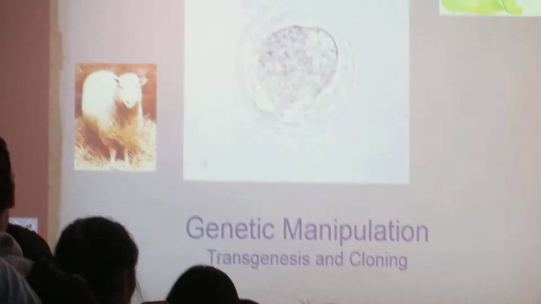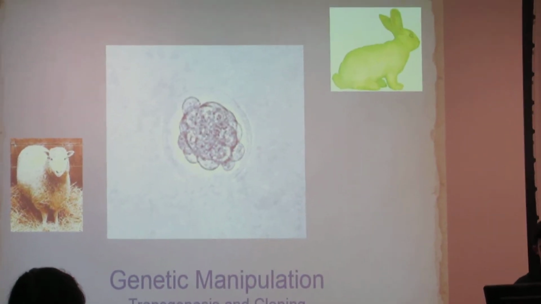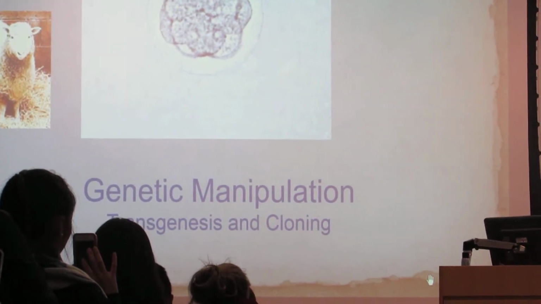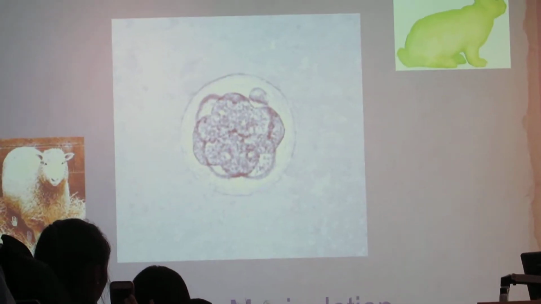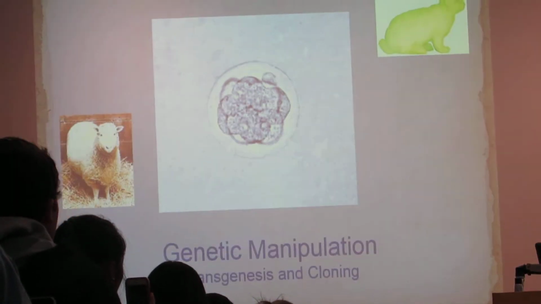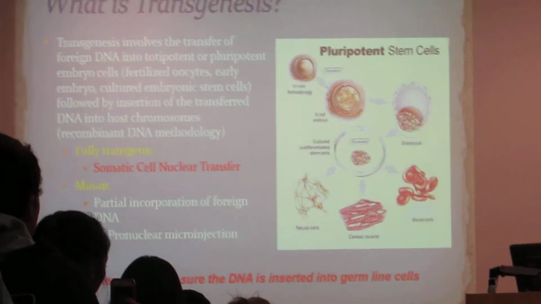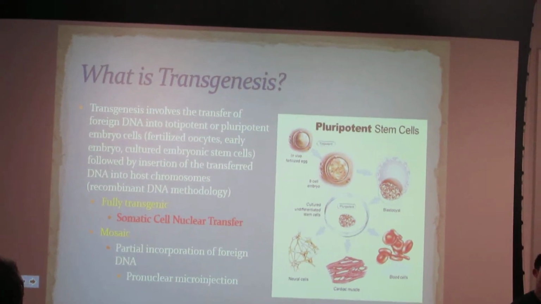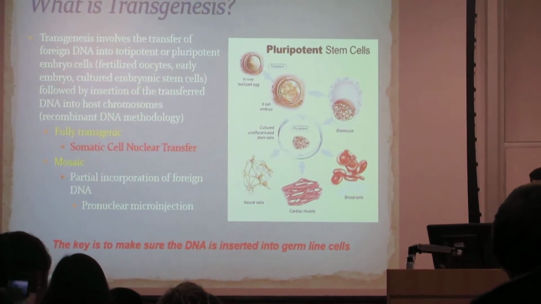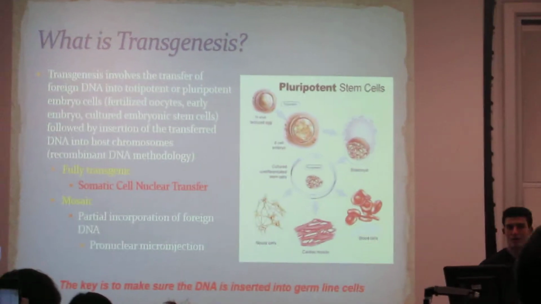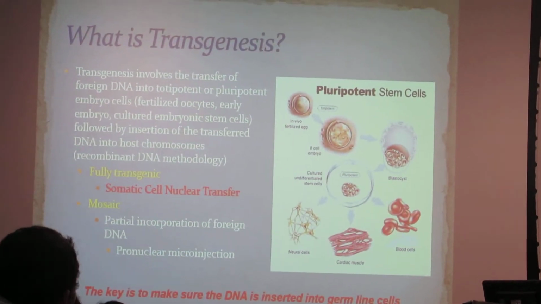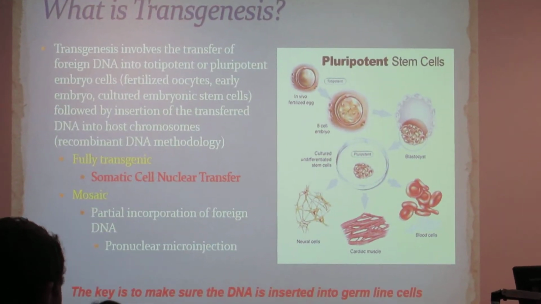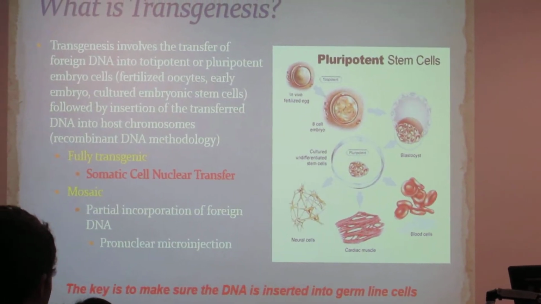Okay, so we're going to go over transgenesis and cloning. It is the transfer of foreign DNA to totipotent and pluripotent cells. What I talked about is totipotents can go into all three germ layers. Pluripotents can differentiate into muscle, tissue, etc. Two types: fully transgenic and somatic cell nuclear transfer, which we'll go over after.